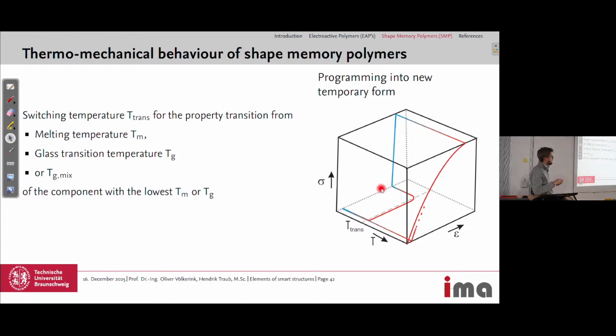This is the original shape, and if we then heat it up again above the transition temperature, it goes back to its original shape. So this is the mechanism from the original shape to the memory shape, so to say, to the new shape here. And then if we heat it up again, we can go down here. So this is the way to program a temporary form. And the transition temperature depends on the melting temperature and the glass transition temperature, or is a mixed temperature, and it's defined by the component with the lower melting temperature Tm, or Tg.